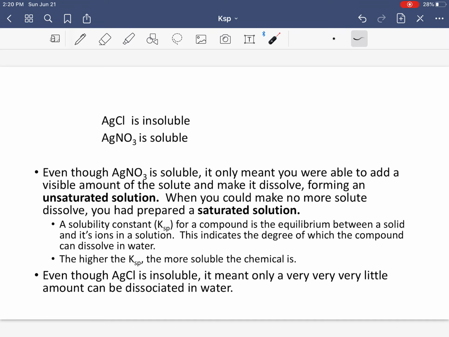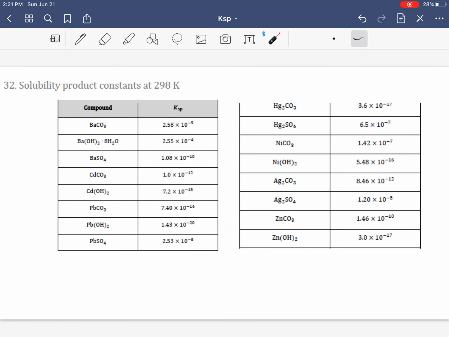Okay, so that's the introduction of what Ksp is all about. It's basically a constant indicating the equilibrium between the solute and its respective ions when it's dissolved in water. Now, what other information can you pick out of this?